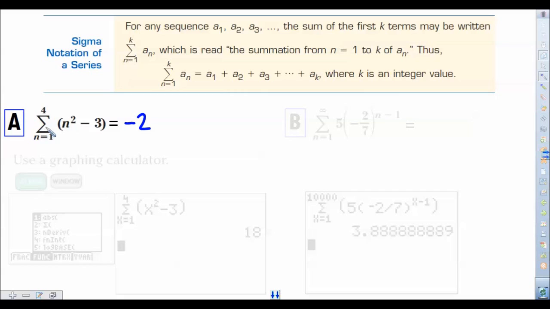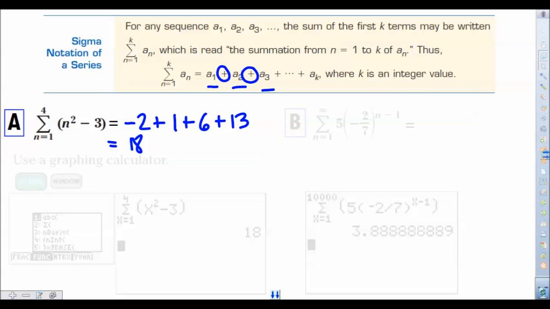Now because this is sigma, they want us to do a series, so we have to add each successive term. So plus, now we plug in a 2 in there, 2 squared, that's 4, 4 minus 3 gives us a 1. Go on to 3, 3 squared is 9, 9 minus 3 is 6. And then plug in a 4 there, 16, 16 minus 3 is 13. When we add all those up, we end up with a final sum of 18.